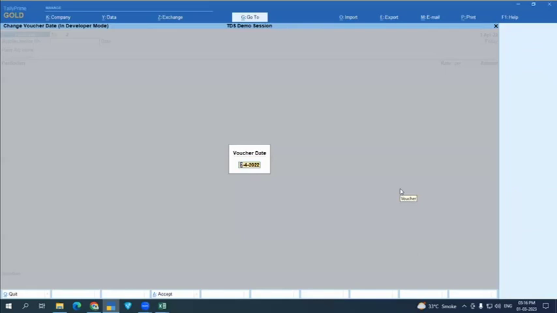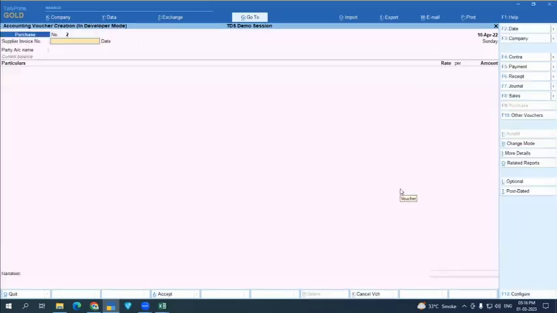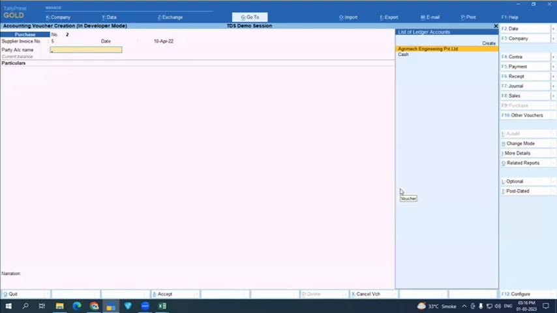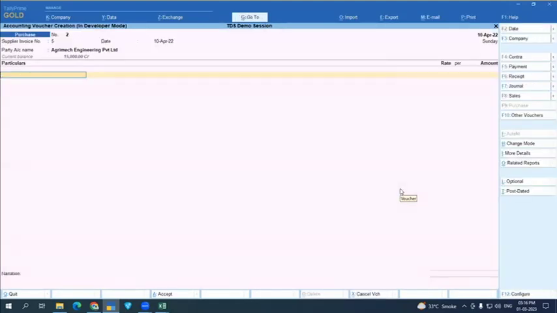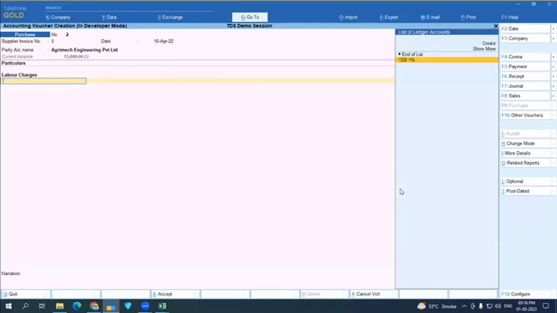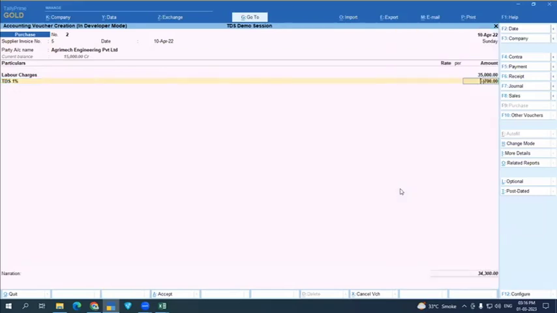Let's take on 10th April. That is bill number 2 or maybe bill number 5, whatever. That party is sending me sales invoice. Labor charges. Now, instead of 15,000, okay, the invoice is received for 35,000. Means first invoice was 15,000. Second invoice is 35,000. And see what happens.